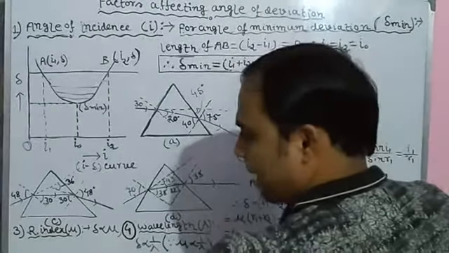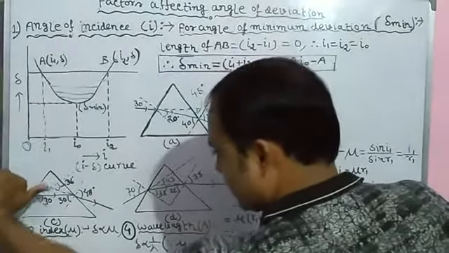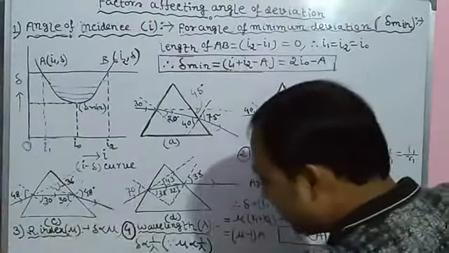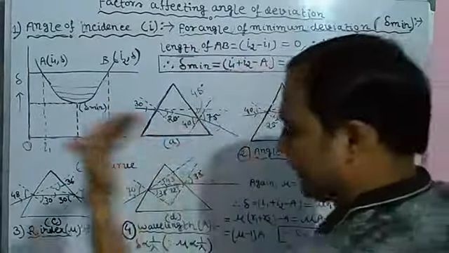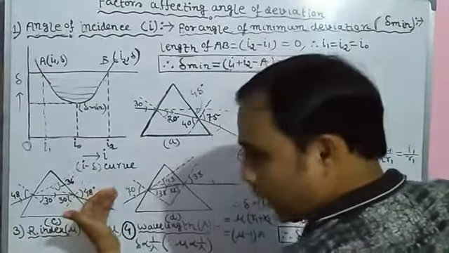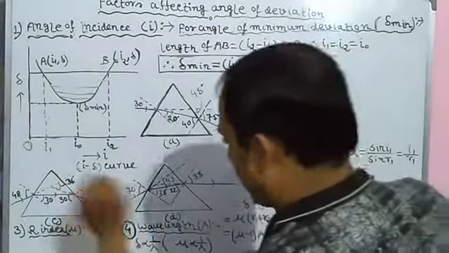If we flash a torchlight or a source of light from here, light will be incident in this direction, and then refraction again. If we reverse the direction of the light, light will retrace and follow the same path. In the first case it is angle of incidence, angle of emergence; in the second case it will be angle of incidence, angle of emergence.